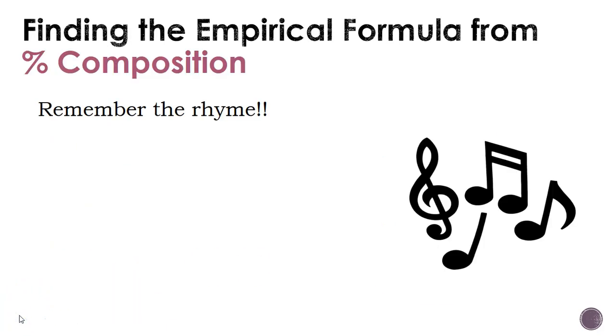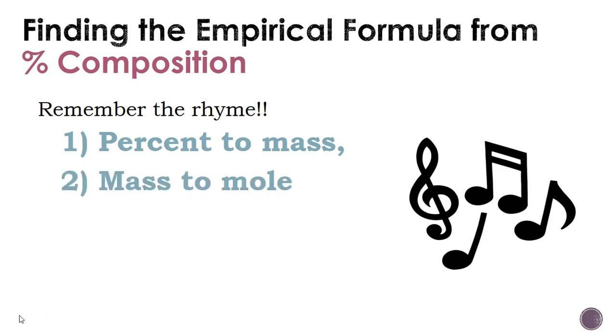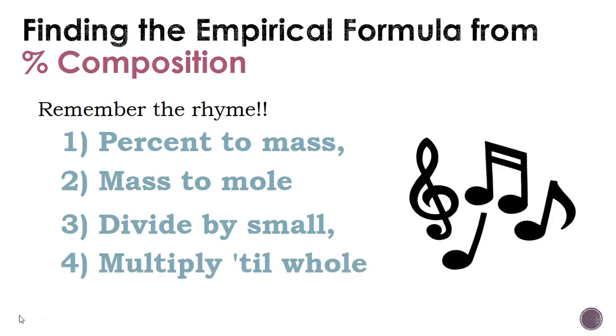There is a specific way to calculate our empirical formula from our percent composition. One thing I want you to remember is this rhyme to help you out. This rhyme is actually the different steps you need in order to find your empirical formula from a percent composition. The first thing is you want to remember percent to mass. Then you want to change your mass to mole. Then divide by small. And then, lastly, multiply till whole.